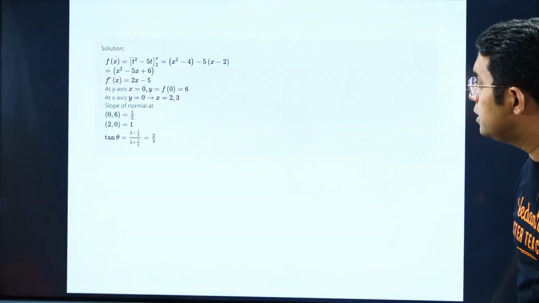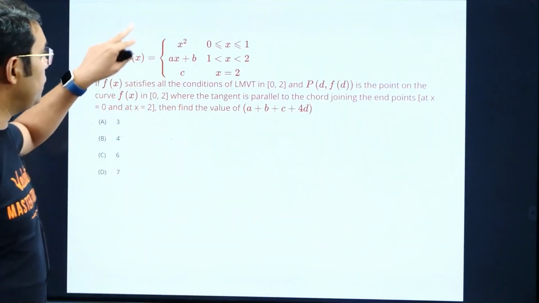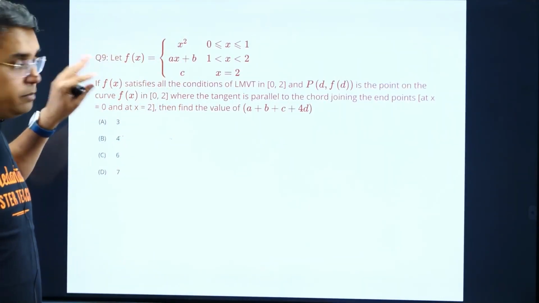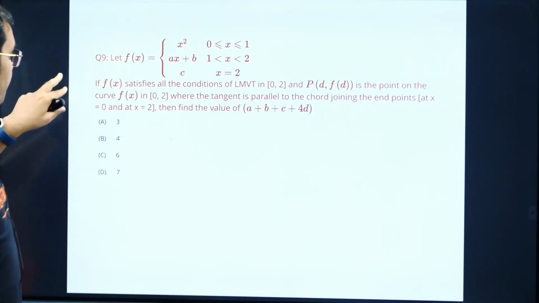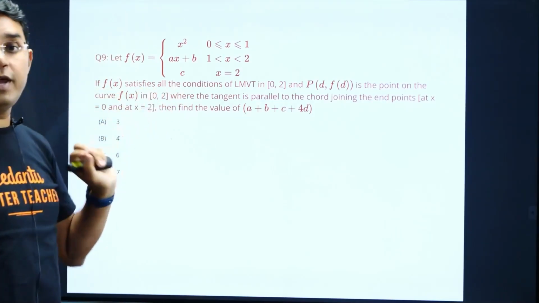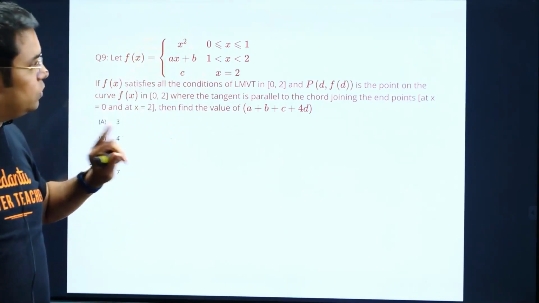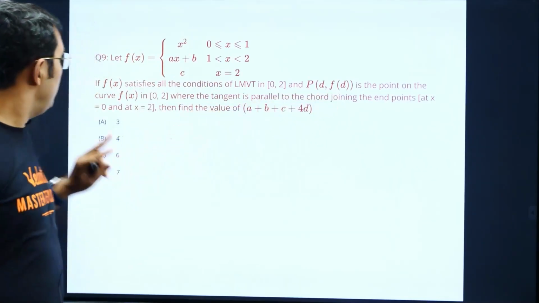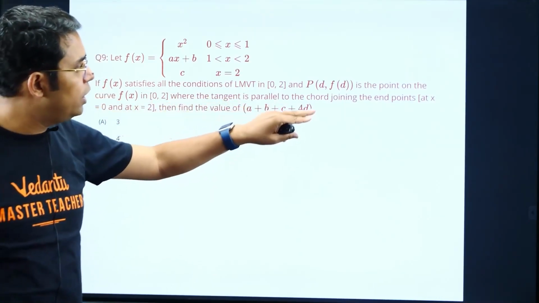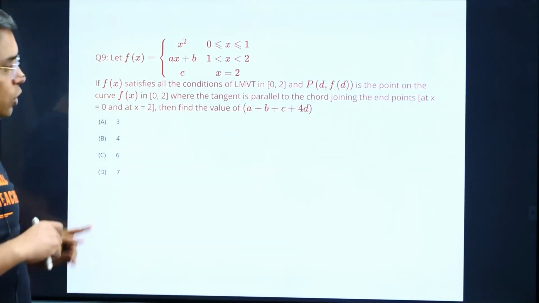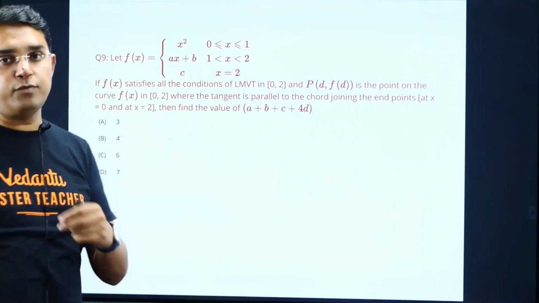This was question number 9. In this question we are given f(x) equal to x square, ax plus b, and c for various intervals of x, and we are given that f(x) satisfies all the conditions of LMVT, Lagrange's mean value theorem, in the closed interval [0, 2], and p is a point on the curve f(x) in (0, 2) where the tangent is parallel to the chord joining the end points at x equal to 0 and x equal to 2. Then we have to find the value of a plus b plus c plus 4d.